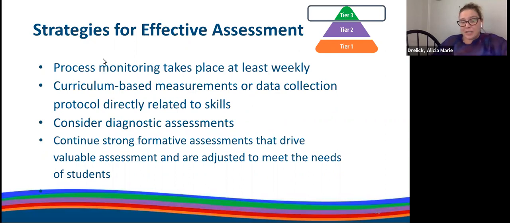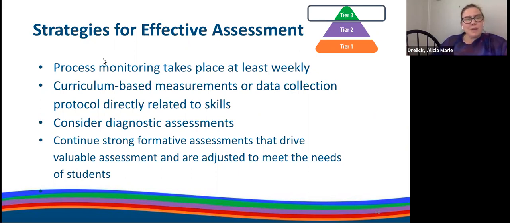Moving into our third tier, we see that the progress monitoring increases in frequency. This means that our data collection for academics is happening at least weekly. Some of our other behavior-based interventions may be happening even more frequently than weekly. So through this, we are again using some targeted protocols. These are either curriculum-based measures directly related to skills or specifically targeted behavior observation protocols.